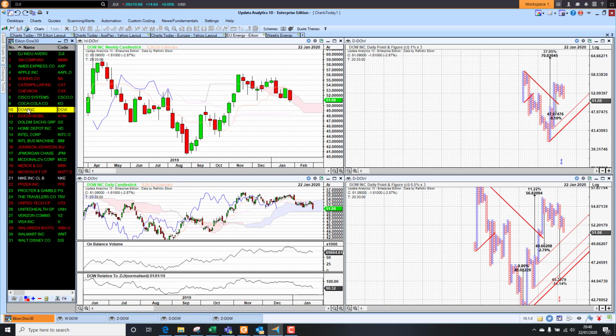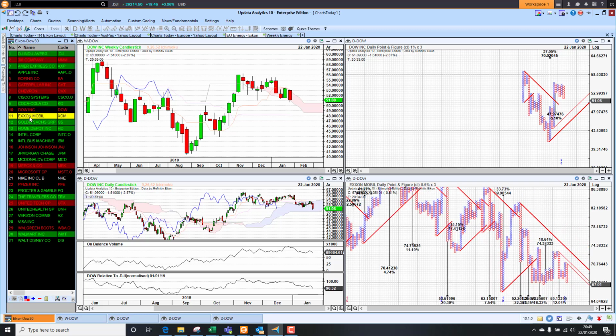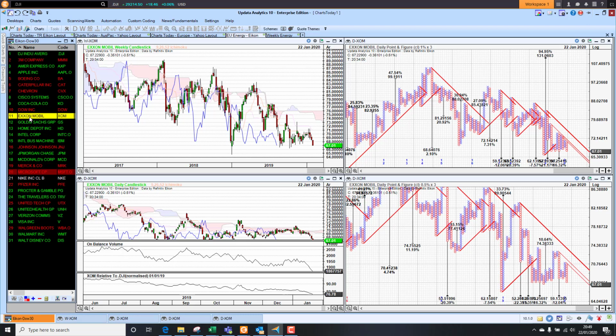Looking at Dow Inc., not looking so good here. The daily chart is just breaking down, with a downside target. And if we look at ExxonMobil, much the same here. Bearish trend. Downside targets, multiple downside targets. This is a real dog of a stock looking to break to new lows here. All the downside targets are pointing that way.